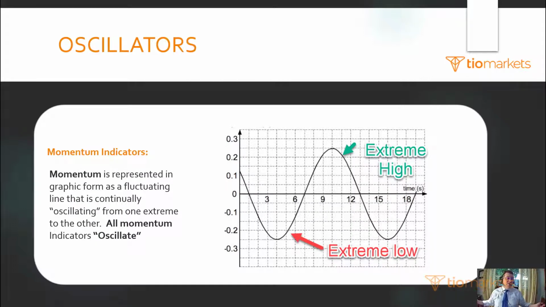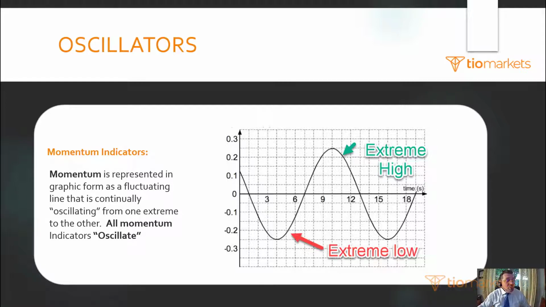Oscillators. What is an oscillator? A momentum indicator. What is momentum? A momentum indicator is a tool that we're going to use when we're trading the markets to help us measure the extreme highs and extreme lows, when markets are going to be overbought or oversold, and to measure the strength of the trend. So you don't want to be the one buying into a bull market and be the last person to buy before the market turns and goes lower. So momentum indicators help us avoid these types of traps.